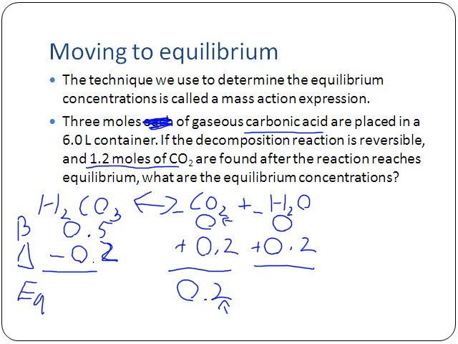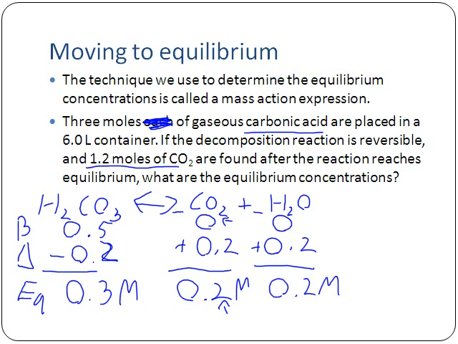So with the carbonic acid, it started off at 0.5 and it's lost 0.2. So now its concentration is 0.3 molar. So I've got that. The carbon dioxide, I already knew what its concentration was. It was 0.2 molar. The water vapor, or the water, it is water vapor because all these are gases in this case. 0 plus 0.2, I get 0.2 molar are my concentrations.